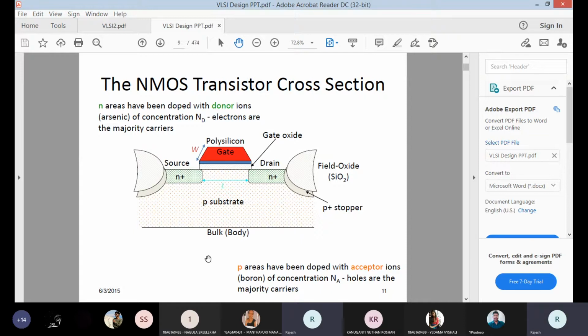The substrate is also called bulk or body. It is a lightly doped material, so in some textbooks it is referred to as P minus or P sub. And because it is NMOS, the carriers are electrons. They are formed in the channel region. The channel region is nothing but the distance between source and drain, or the region below the polysilicon or SiO2 layer, which is represented here as small l, the channel length.